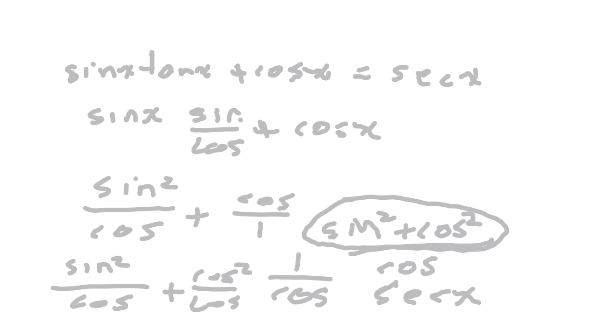But basically what you did here on this one is you changed tangent to sine over cosine, and then you got a common denominator, and then you added those. Then you had to know that sine squared plus cosine squared was 1, and that left you with 1 over cosine, which is equal to secant x. So you did prove the left side.